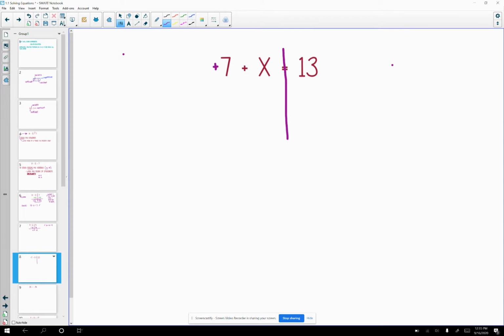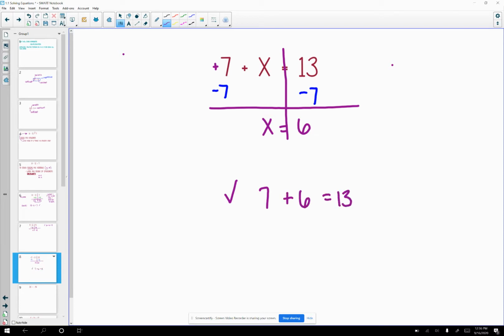To undo that or get rid of my positive 7, all I have to do is subtract 7 from both sides. So 7 minus 7 cancels to 0, which means I've got x equals, and I'm doing 13 minus 7, which gets me 6. And I do my check and say, okay, what's 7 plus 6? It's 13, which is exactly what I wanted.